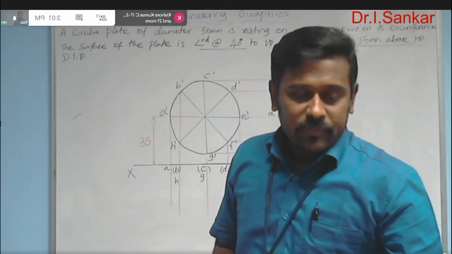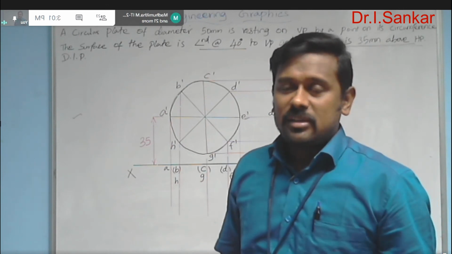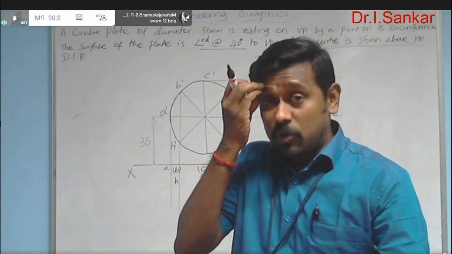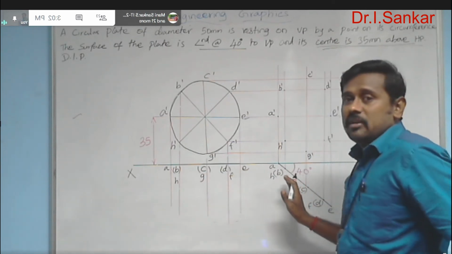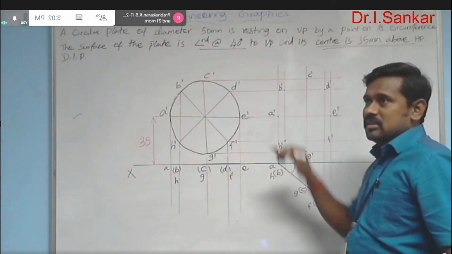Here the final front view of this circular plate is not looking like a circle. It's approximately looking like an ellipse. This profile you will get only after incorporating the angle of inclination with respect to the VP. Now you need to join all these 8 points.